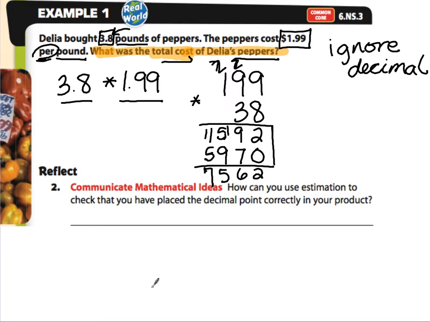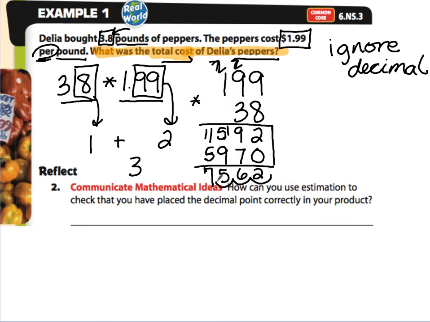Now, my answer doesn't just stay like this. To figure out where that decimal goes, I have to look at my other problems. So here, I look at how many numbers I have behind the decimal. On this one, I have 2 numbers after the decimal, and on this one, I have 1 number after the decimal. 1 plus 2 gives me 3. So I have to move my decimal over 3 places to the left. 1, 2, 3. I always have to start from the right and move it to the left. So the answer in this case would be 7 and 562 thousandths.